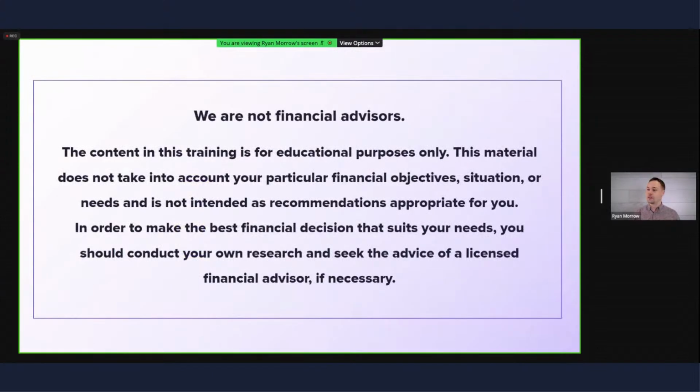All right, so first things first, we just have to cover our bases. Before we move into the presentation itself, I just want to inform everyone as a disclaimer that we are not financial advisors. The content in this training is for educational purposes only. This material does not take into account your particular financial objectives, situation, or needs, and it's not intended as recommendations appropriate for you, right? In order to make the best financial decision that suits your needs, you should conduct your own research and seek the advice of a licensed financial advisor if necessary. With that in mind, let us continue on.